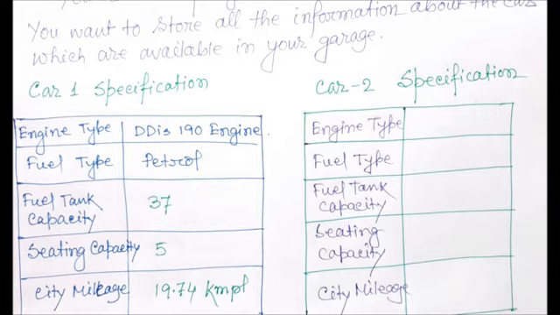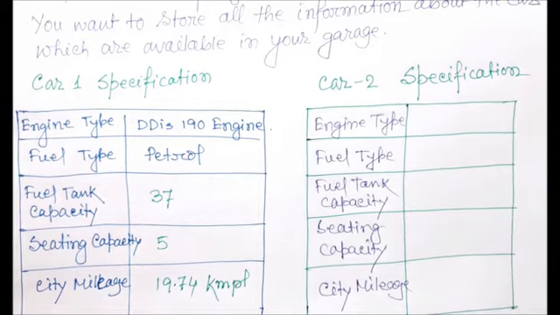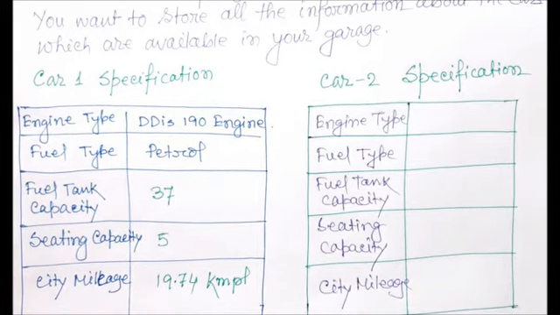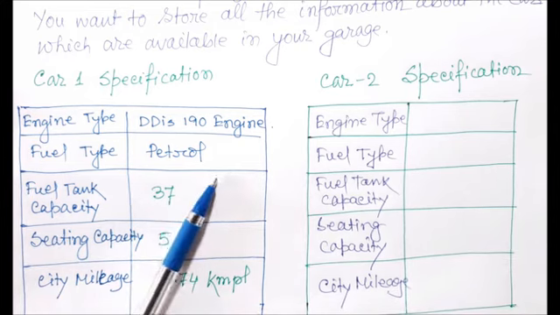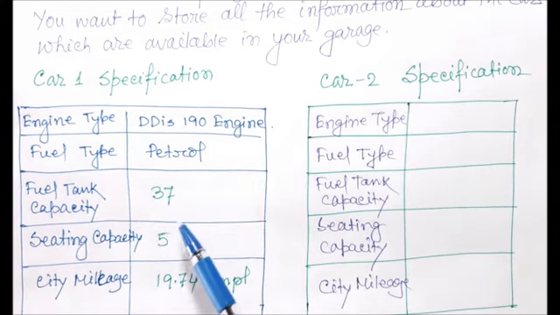Suppose we have a garage, and you want to store all the information about the cars which are available in your garage. Suppose we have car 1, a Suzuki Swift for example. The engine type of this car is DDIS 190 engine and the fuel type is petrol, fuel tank capacity is 37, seating capacity is 5, city mileage is 19.74 km per liter.